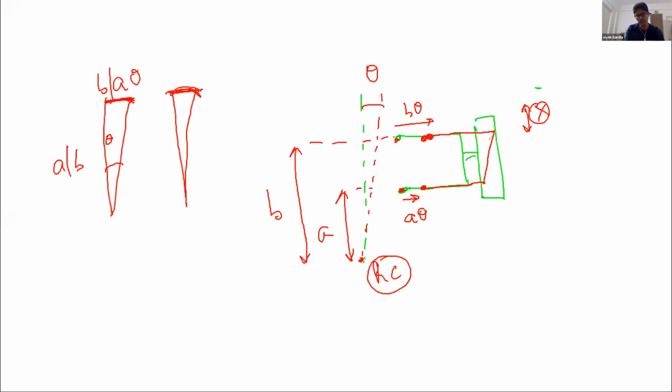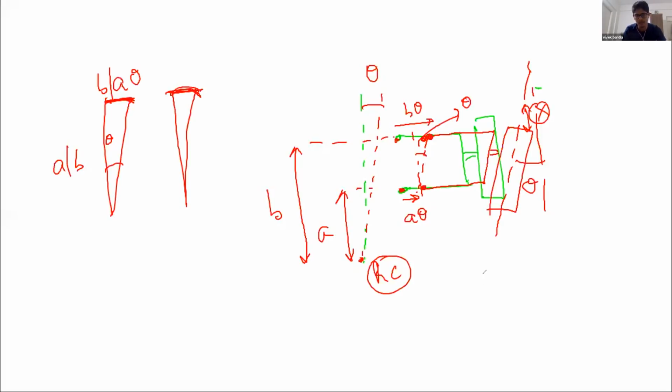So this angle, your wheel becomes somewhat like this, right? This angle is your camber angle with respect to the vertical. This angle is your camber angle, and what is that angle? If you just join this, you see this angle is also theta over here, right?